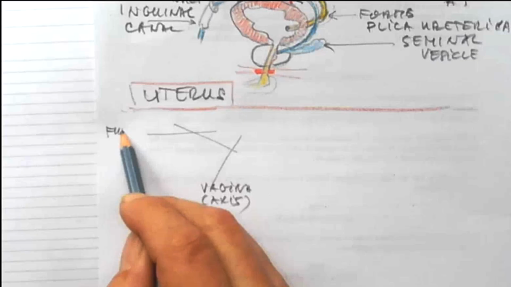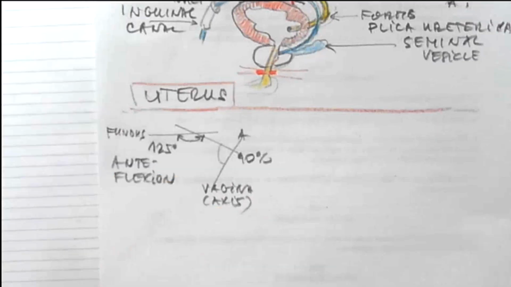anteflexion, and here around 90 degrees, from 70 to 100 definitely, it's called anteversion. So this is what we are drawing, but also what we have to draw, so on the other side, the same, this will be like that, right? So this is quite logical.